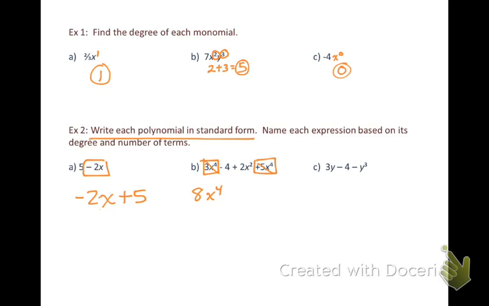And then we find the next highest exponent, which would be x squared. So you're going to add it and go 2 plus 2x squared. And last is the minus 4.